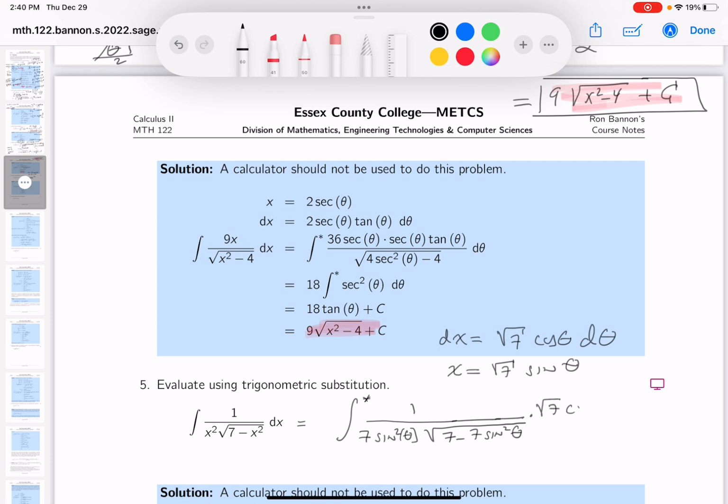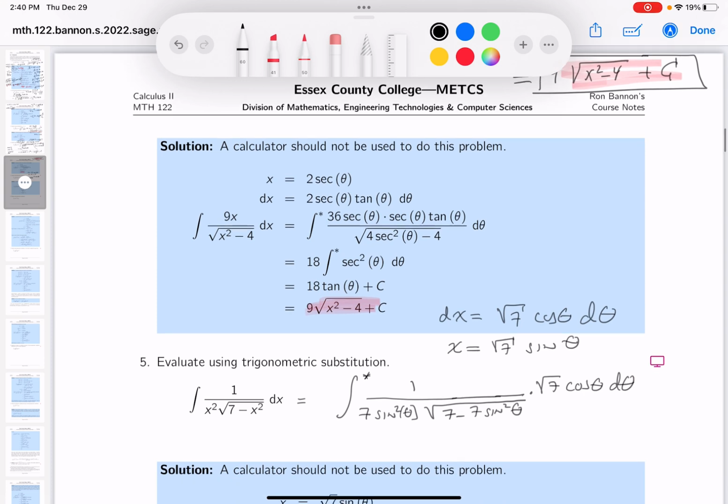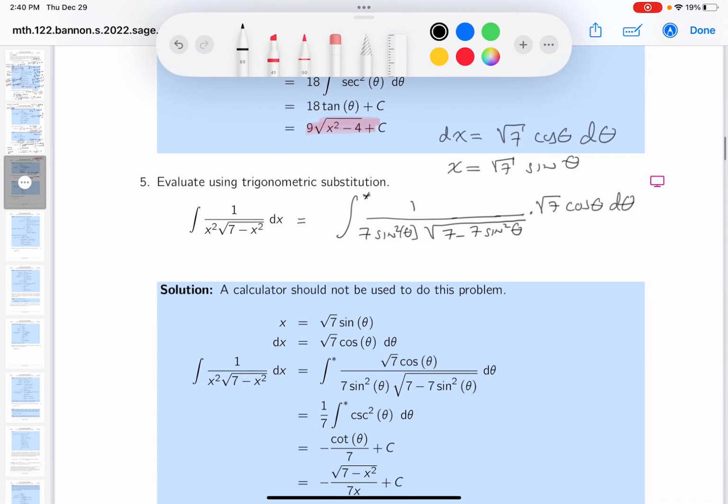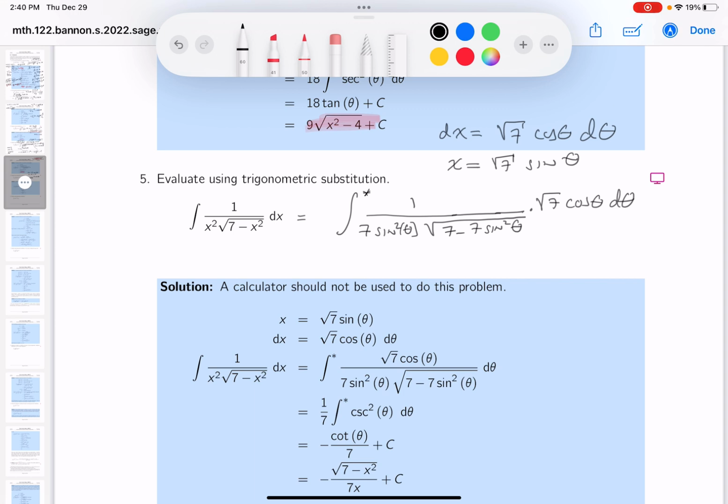Yeah, things look bad, don't they? I'm hoping things simplify pretty nicely, and it looks like it's going to proceed along okay. So let's write this down. I get 1 over root of 7 sine squared theta. I'm going to factor out a 7, so that'll be root 7. And then I get the root of 1 minus sine squared, which is cosine squared.